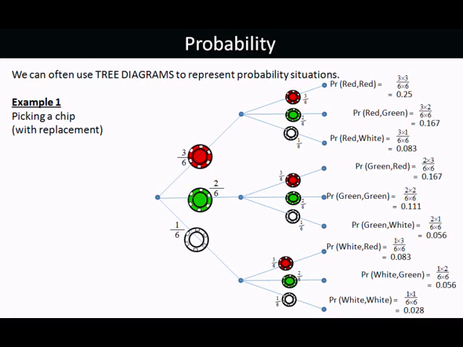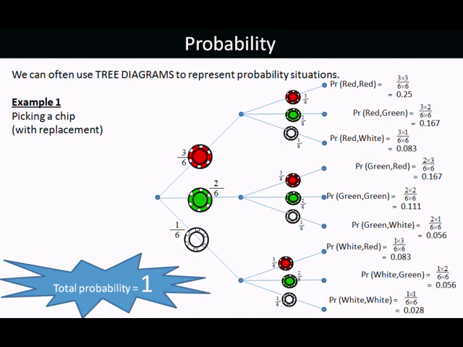Now, because this diagram covers all of the probabilities, then all of those probabilities that we've just worked out should add up to 1. If you actually do it with those decimals there, it's slightly over 1, but that's just because of rounding numbers off. If you do it very accurately, then it is 1. So that's example 1, picking the chip out and putting it back.